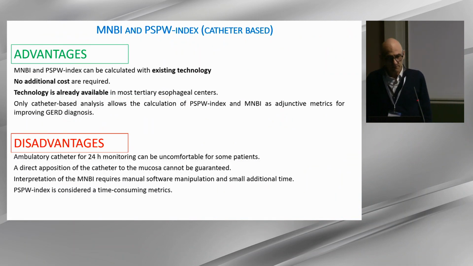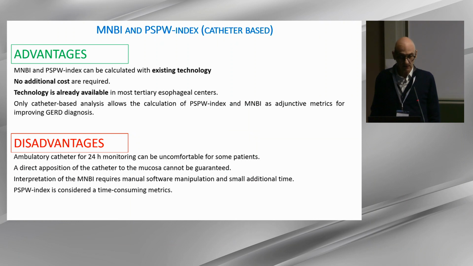Advantages of MNBI and PSPW index, which are catheter-based metrics: they can be easily calculated with existing technology. No additional costs are required, and the technology is already available in most tertiary esophageal centers. Only catheter-based analysis allows the calculation of PSPW index and MNBI without additional cost, and maybe improves the GERD diagnosis, as in the studies that I showed.